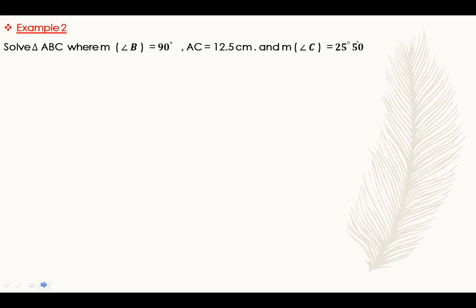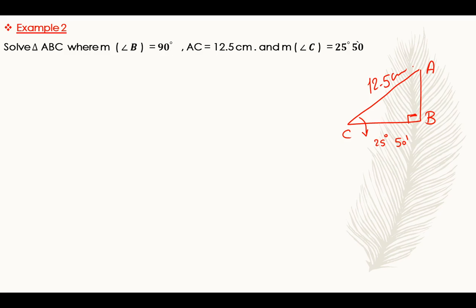Solve the triangle ABC where the measure of angle B equals 90, AC equals 12.5, and the measure of angle C equals 25 degrees and 50 minutes. Okay? Let's draw a triangle. Here we have ABC, a triangle, with A, B, and C. Here we have a right angle at B. The measure of angle C here is 25 degrees and 50 minutes. And we have the length of AC is 12.5 centimeters.